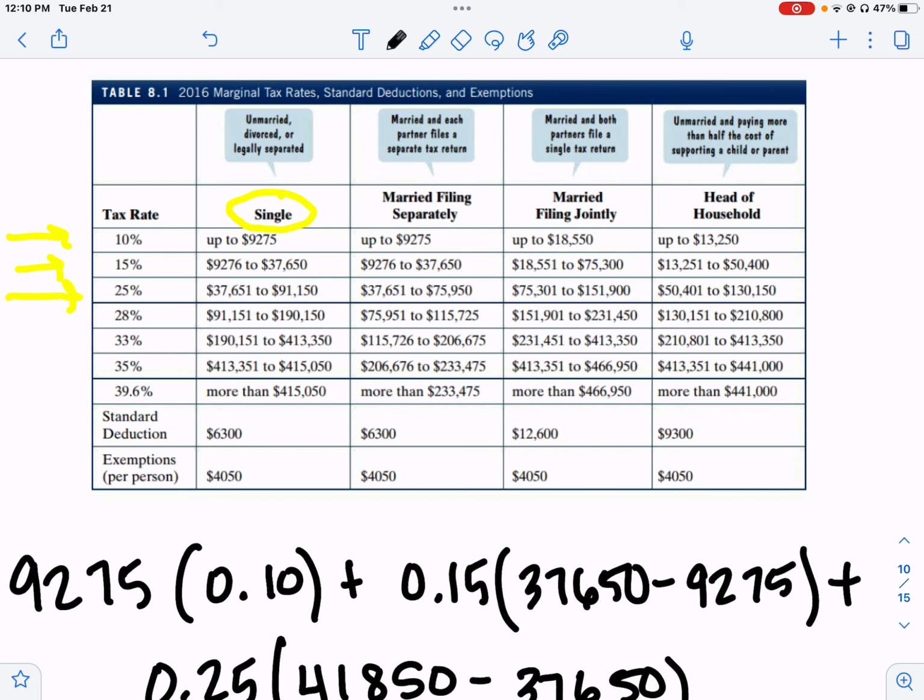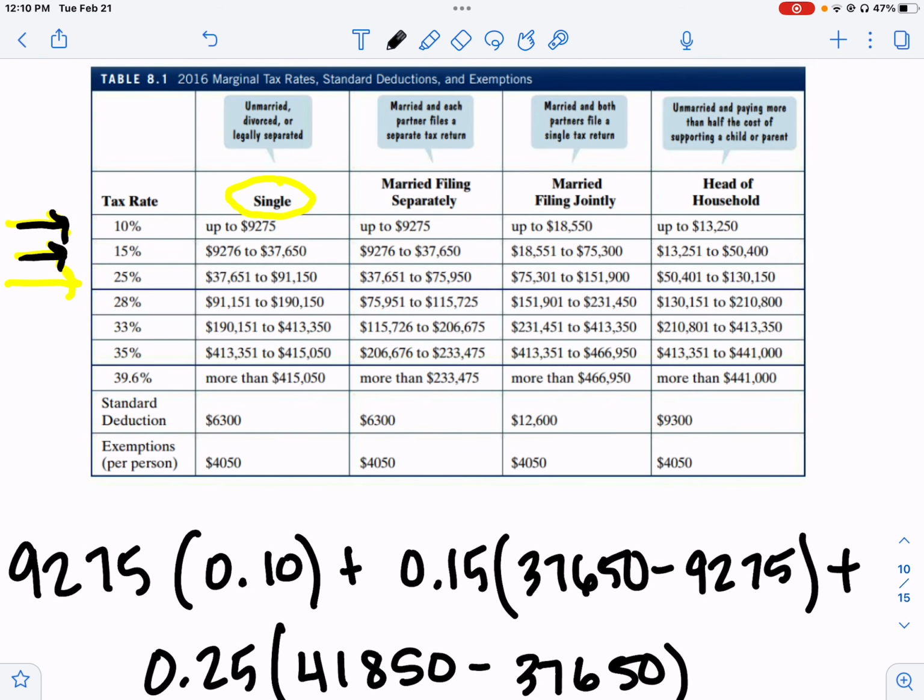So up to 9,275 is 10%. So we need to find 10% of 9,275, so we multiply. Plus, next we have to do 15% of the money that's between 37,650 and 9,275. Okay, so up to 9,275 is 15%. And then 25% is what's above that. Okay.